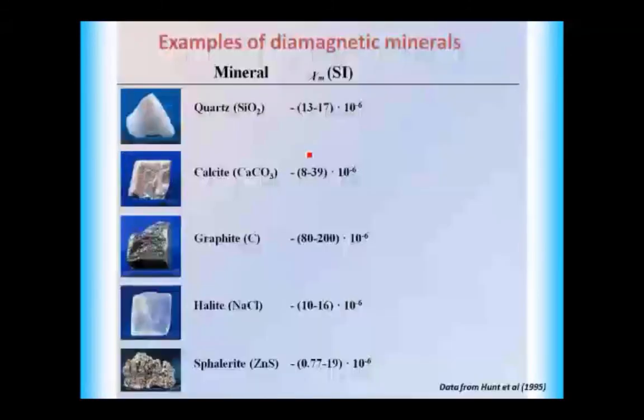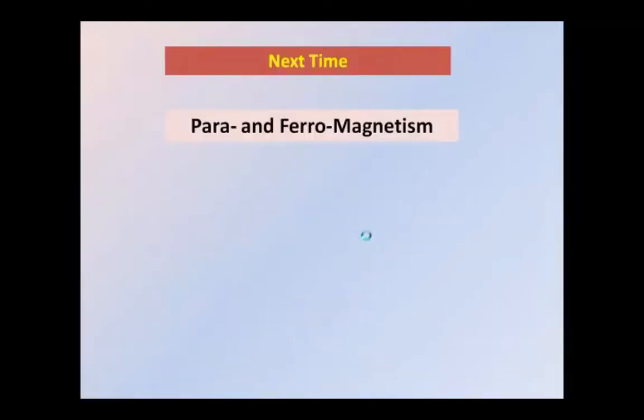Some examples of minerals which are diamagnetic are shown here, and these are the values of chi sub m. And realize that, for example, 10 times 10 to the minus 6 would be 10 to the minus 5. If you look at the values of chi, they differ primarily because minerals are dirty, and so you'd have different mixes of materials here. But you have quartz, calcite, graphite, sodium chloride, and zinc sulfide, all having diamagnetic behavior. There are a lot more materials that are diamagnetic. So next time we'll go to other kinds of magnetic materials, those that are paramagnetic and those that are ferromagnetic.